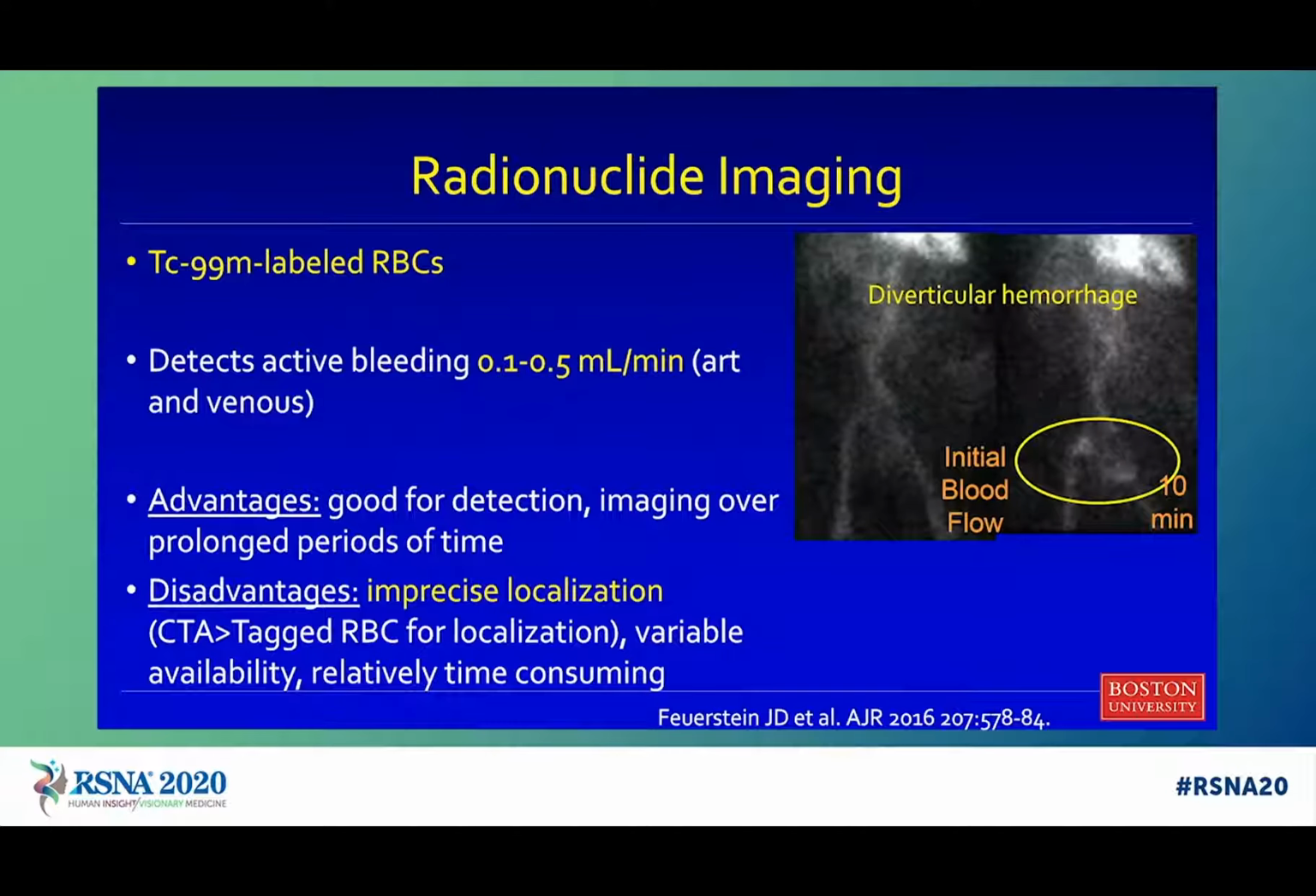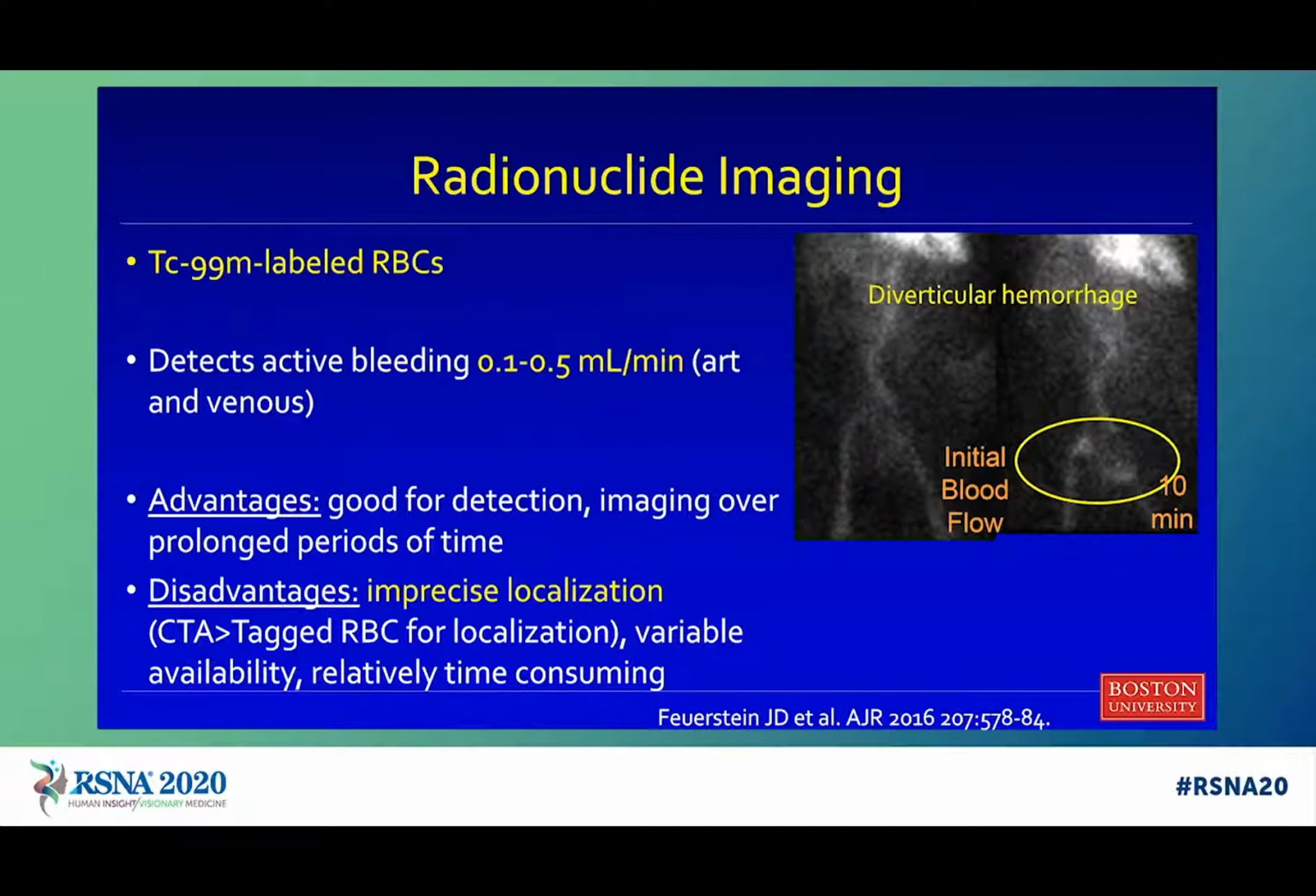Tagged red blood cell scanning at nuclear medicine detects active bleeding with great sensitivity. You can image over prolonged periods of time, which will capture both arterial and venous bleeding. The disadvantages are that it is imprecise in the localization of the bleeding. It is not always available, and it is relatively time-consuming.